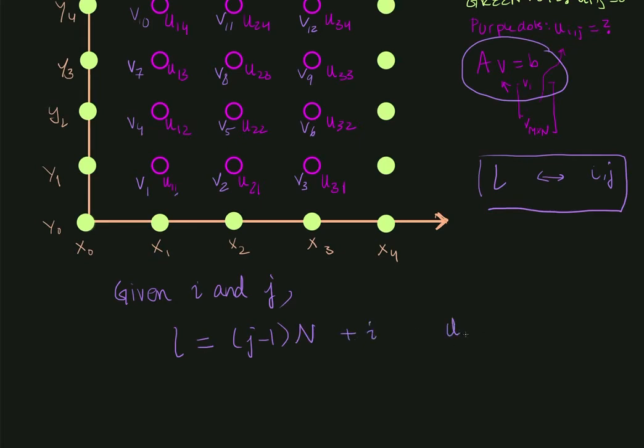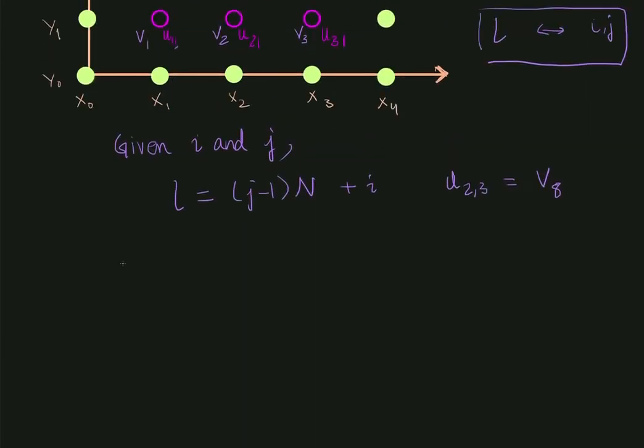For example, if I have u1,1, no, that's a boring example. If I have u2,3, then I can find the corresponding l index by saying, well, 3 minus 1 equals 2, times n equals 6, and then plus i, which is plus 2, so 6 plus 2 is 8, and that gives me v8. If I check it up here, we see that answer was indeed correct.